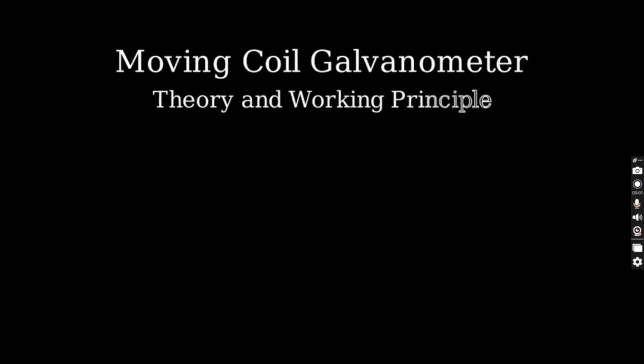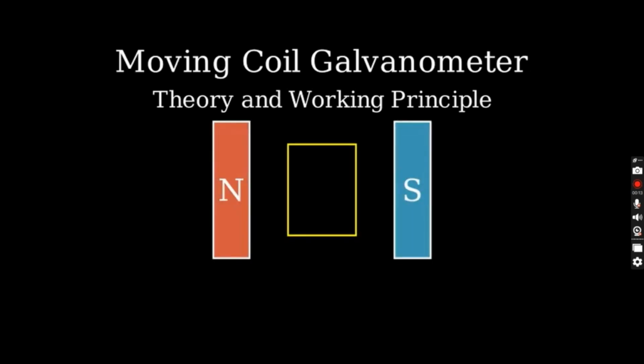Welcome. Today we'll learn about the moving coil galvanometer, an instrument used to detect and measure small electric currents. Let's start by looking at the main components of a moving coil galvanometer. The device consists of a rectangular coil of fine wire that can rotate freely between the poles of a permanent horseshoe magnet. A soft iron cylindrical core is placed within the coil. This helps to concentrate the magnetic field and make it more uniform.